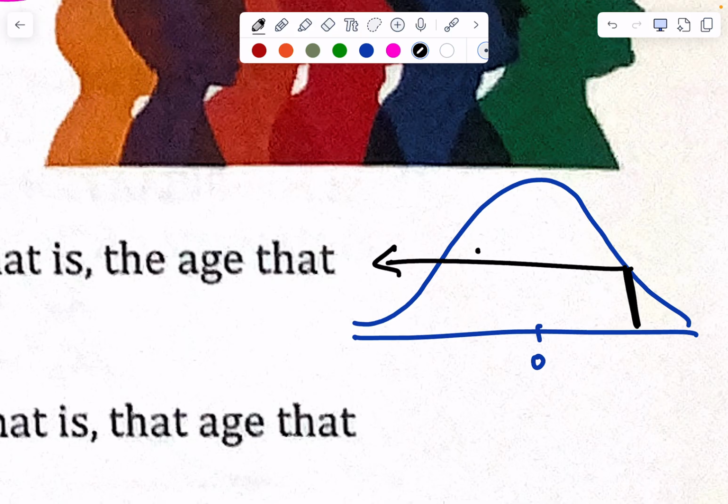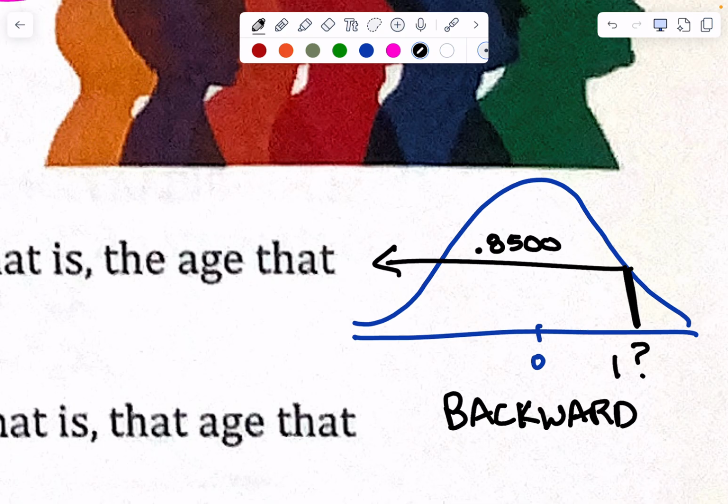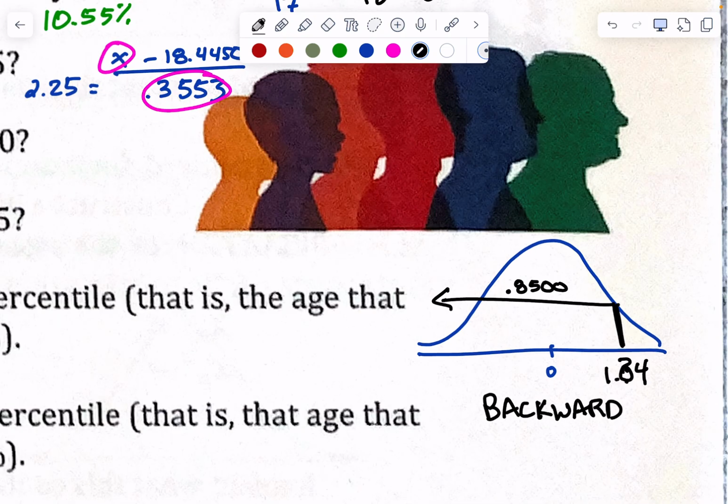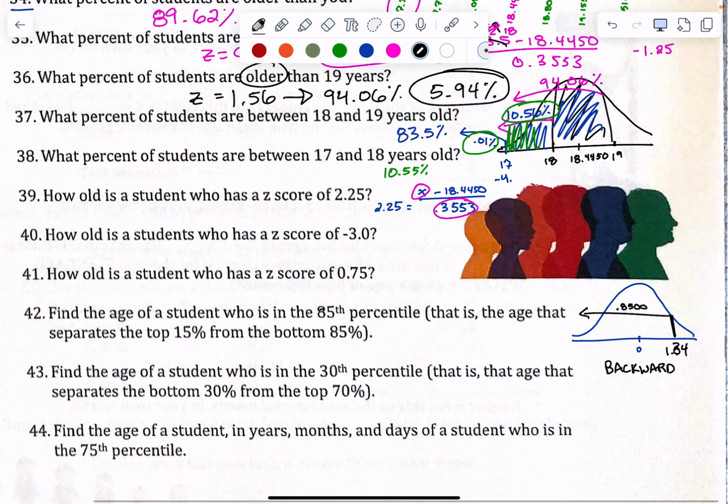85% as a decimal is 0.8500, right? What is that person's z-score if 85% are lower than you? This is where we find the closest, and you look it up backwards on the table. 1.04 is what you get. So now we're looking for who has a z-score of 1.04. Now you do it the same way as the previous three.